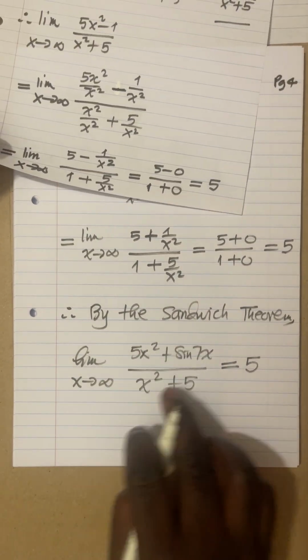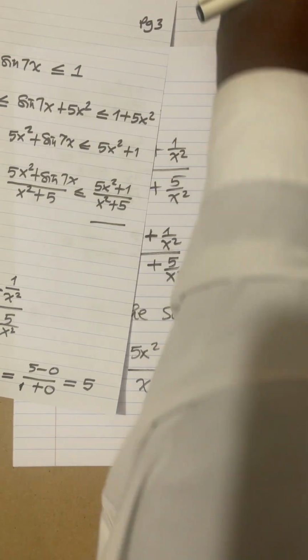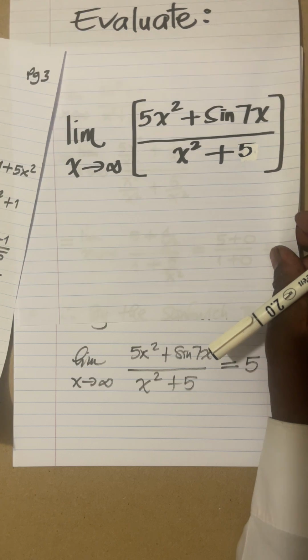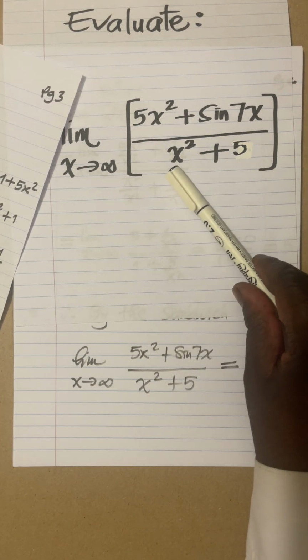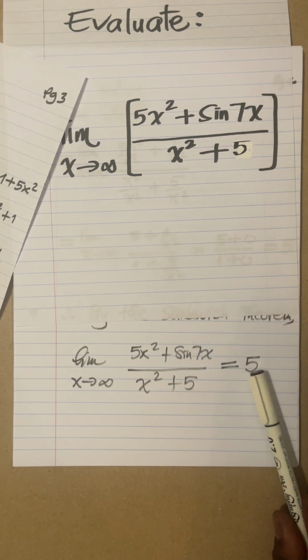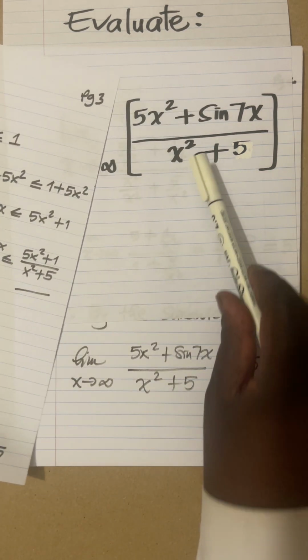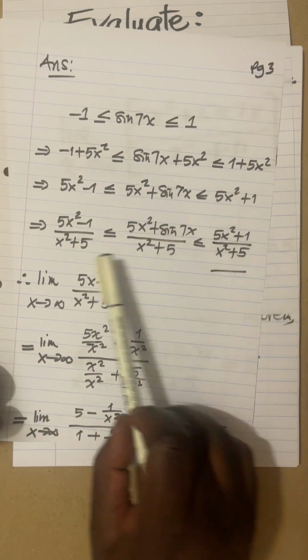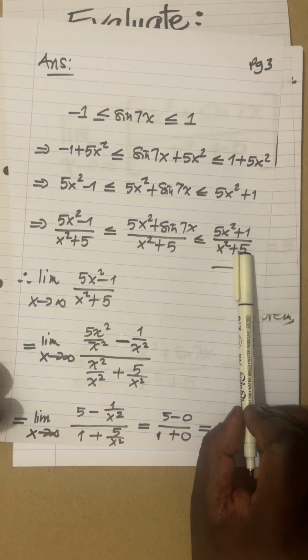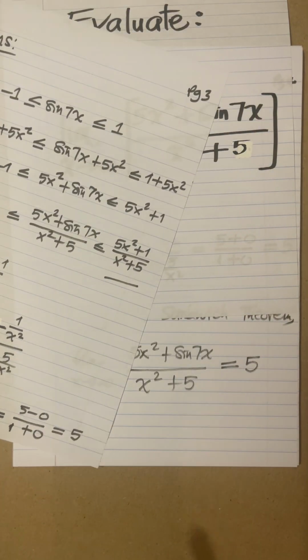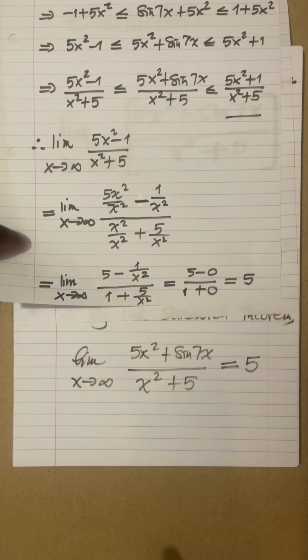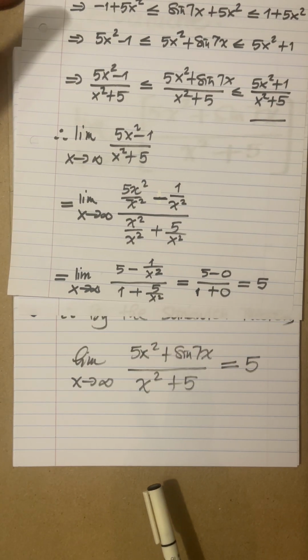Remember, this function here is what we had in our original question. There it is. The limit as x approaches infinity of 5x squared plus sine 7x all over x squared plus 5. This must also give us 5. Because this function we managed to establish is between these two, and the limit of that and of that as x approaches infinity is giving us the same value. Therefore, the central part must give us also the same value when it comes to the sandwich theorem.